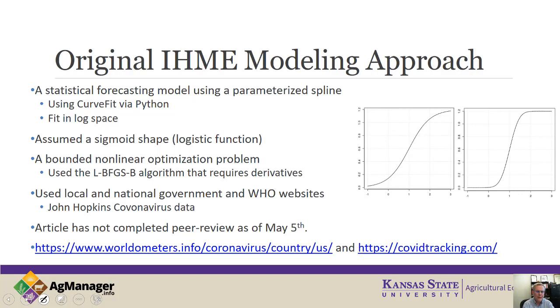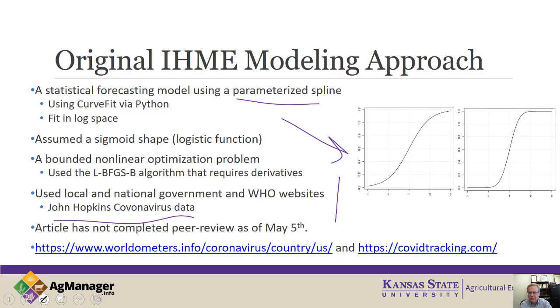We've had this slide before. The original model was essentially a statistical model that used a parameterized spline, kind of the sigmoid function, which has the shape of the logistic. It was solved using curvefit in Python. Essentially, it used a bounded nonlinear optimization problem, a fairly complex model. It's constrained, and so it also uses derivatives, and essentially the model is constrained such that the parameters have the desired sign. It uses national government and WHO websites. Specifically, the Johns Hopkins coronavirus data is used. Again, as of May 5th, the article is still in the peer review process.